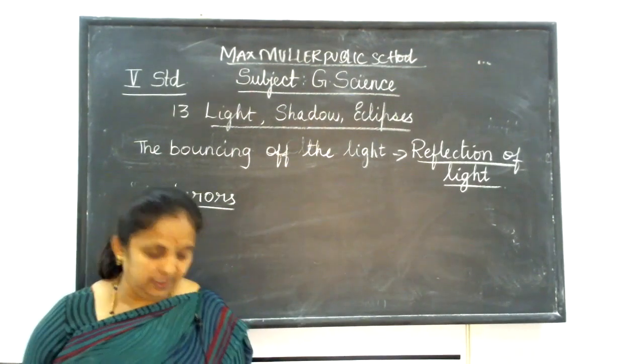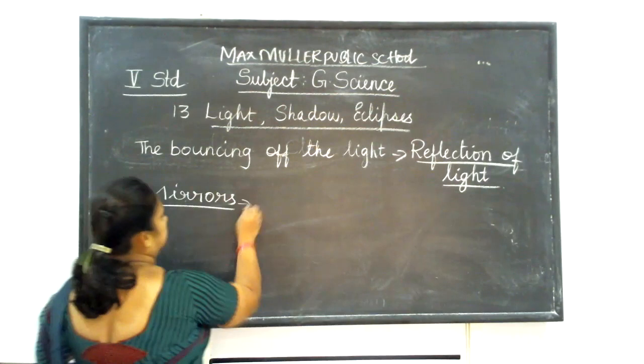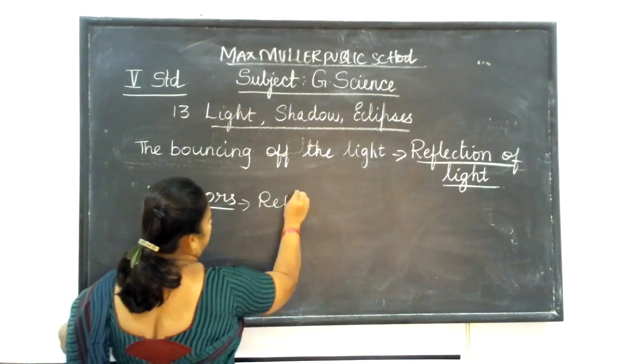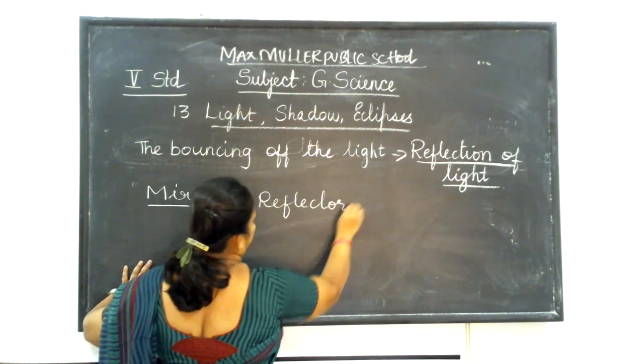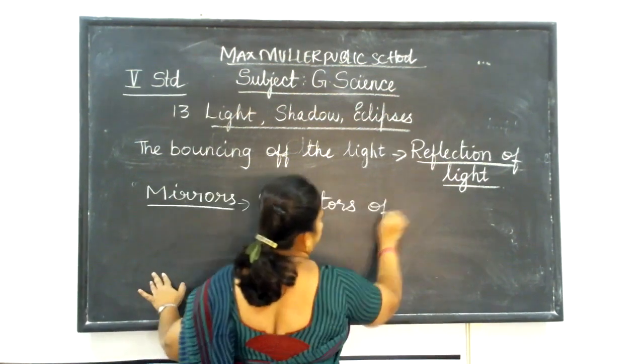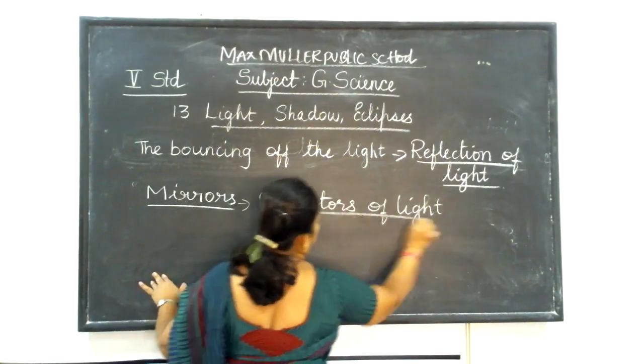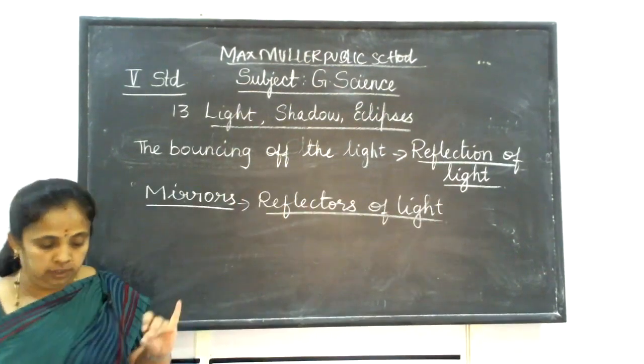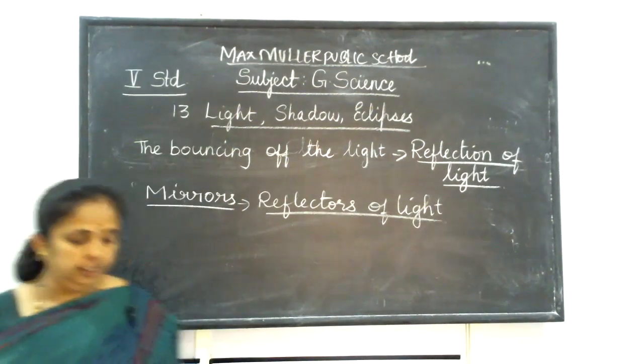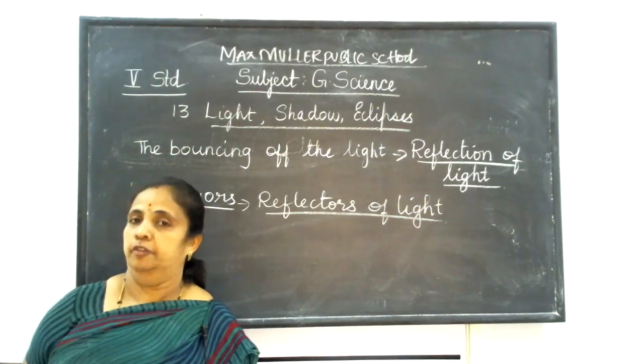Mirror is one of the best reflectors of light. So it forms a very good image of the object kept in front of it.